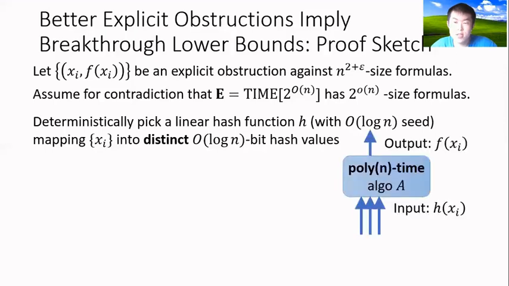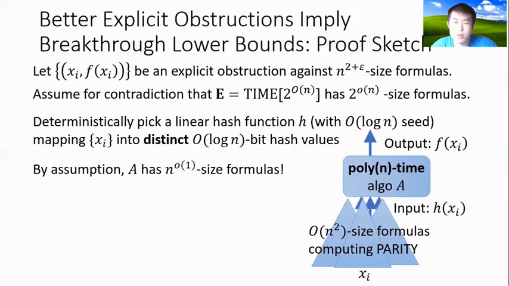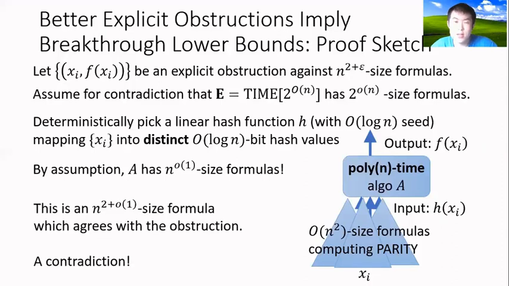Then we construct an algorithm A. It receives a hash value as input, and then it goes through all the strings in the list and finds the unique string xi, which has the same hash value, and then it outputs the correct answer, f of xi. The algorithm A runs in deterministic polynomial time, and it has input length log n. So by our assumption, it has n to the little of n size formulas. Then we compose A with the formulas that compute every bit of the hash values, which is a parity function. So each of these formulas has n squared size. Now we get a formula that can correctly solve all the input strings from the list, but its size is smaller than n to the 2 plus epsilon. So it's a contradiction to the definition of explicit obstructions. So our assumption is false.